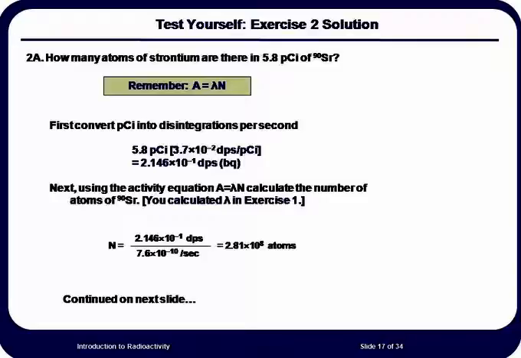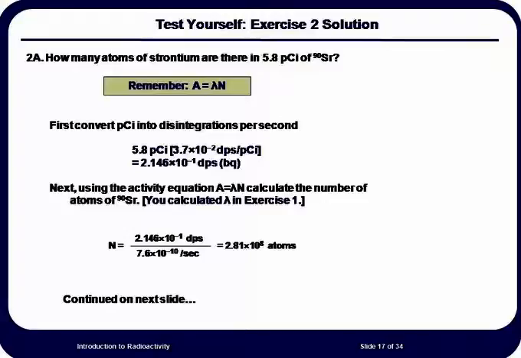Solution to exercise number 2. How many atoms of strontium-90 are there in 5.8 picocuries of strontium-90? The key concept here is to remember that activity equals lambda times N. But first, we have to convert picocuries, the units of activity, into disintegrations per second. If we do that, we get 2.146 times 10 to the minus 1 disintegrations per second.